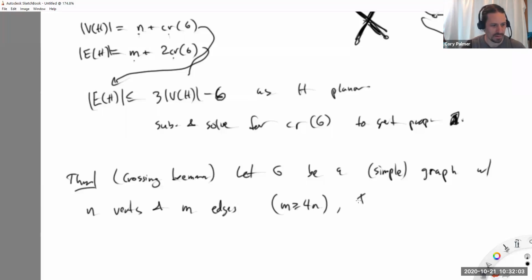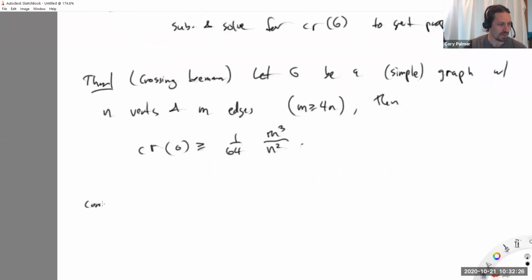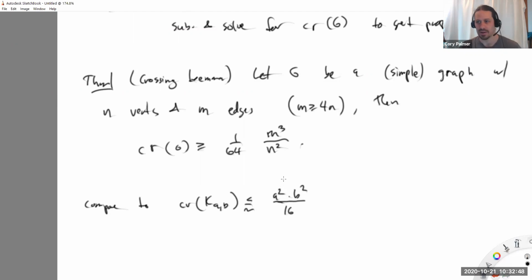Okay. All right, then the crossing number of G is bounded below by 1/64. This isn't really important here. What's important here is the number of edges cubed over the number of vertices squared. That's my general lower bound on crossing numbers here. Kind of a weird looking number, but let's compare to what we know about the crossing number of K_{a,b}. The crossing number of K_{a,b} that we got before was very roughly a squared b squared over 4. Sorry, over 16. The constant on the bottom doesn't matter here, right? It's floor of a over 2 times floor of (a over 2 minus 1), times floor of b over 2. So we get a squared b squared and then over some constant here.